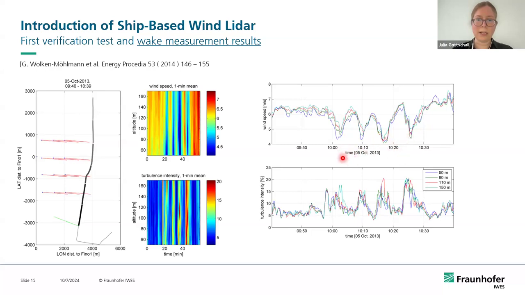On the horizontal axis, it's time. It is the time within which the ship was moving. So it was not just a time where the wakes were developing, but the ship was going from, I don't know, I think from here to here, from top to bottom or the other way around. And this is where we go through the four triple wakes. You see it very clearly for the different height levels of the LiDARs, both in the mean wind speed reduction, the wake deficit, and an increased turbulence intensity.